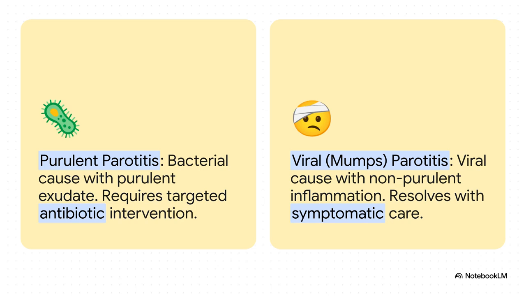On one path, you have purulent parotitis. It's bacterial, there's pus, and it demands antibiotics. On the other path, you have viral parotitis, like mumps. There's no pus, and it typically just gets better with symptomatic care. So spotting that pus is the essential first step that dictates the entire treatment plan.